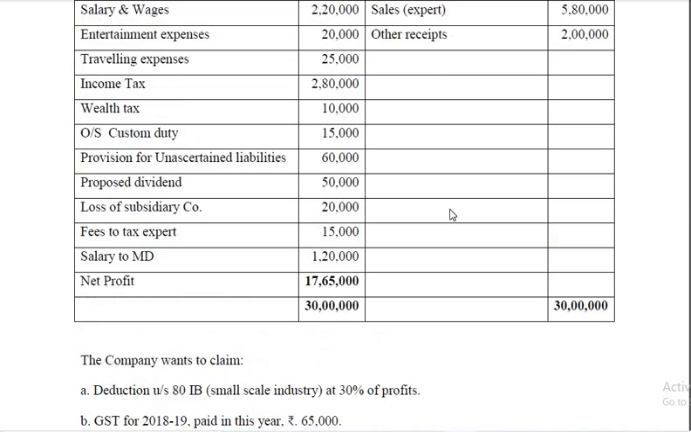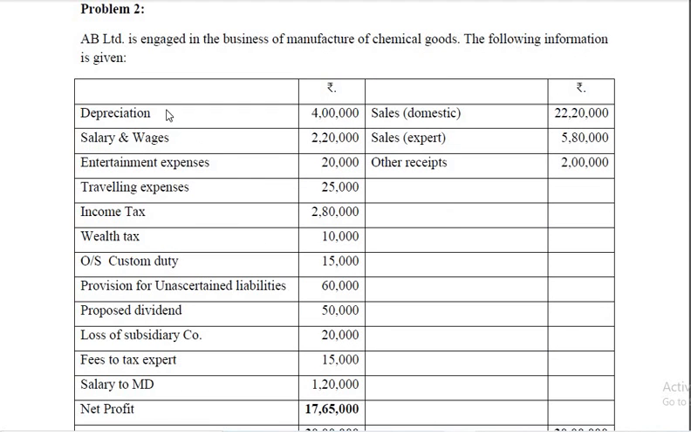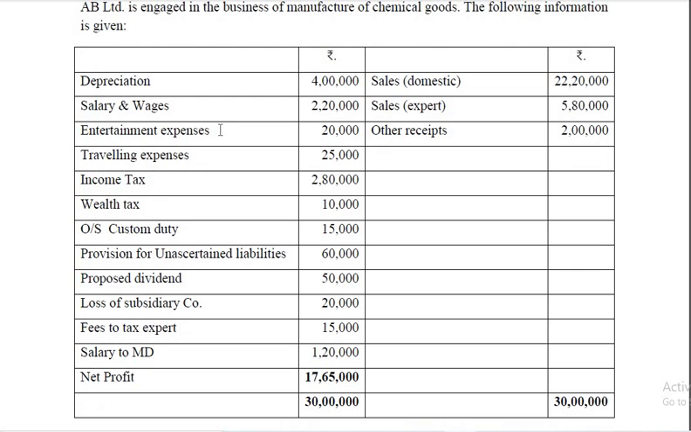Now look at the debit side of profit and loss account. Depreciation is to be added back, and what is allowed as per income tax rules under section 32 should be deducted. Salary and wages allowed. Entertainment expenses are allowed while computing business income. Traveling expenses are allowed while computing business income. Income tax is not allowed while computing business income.